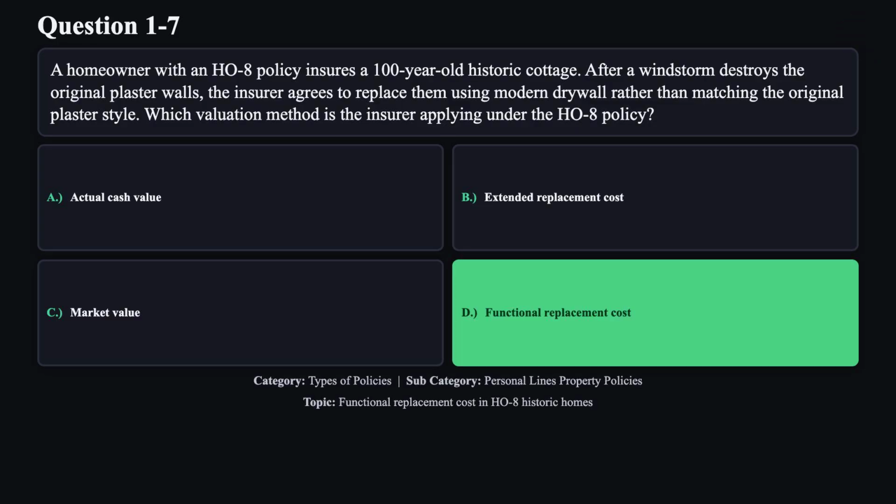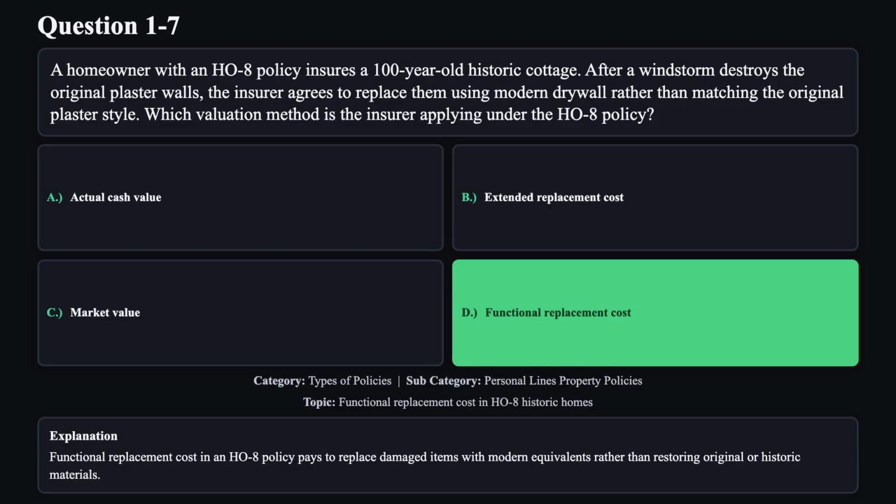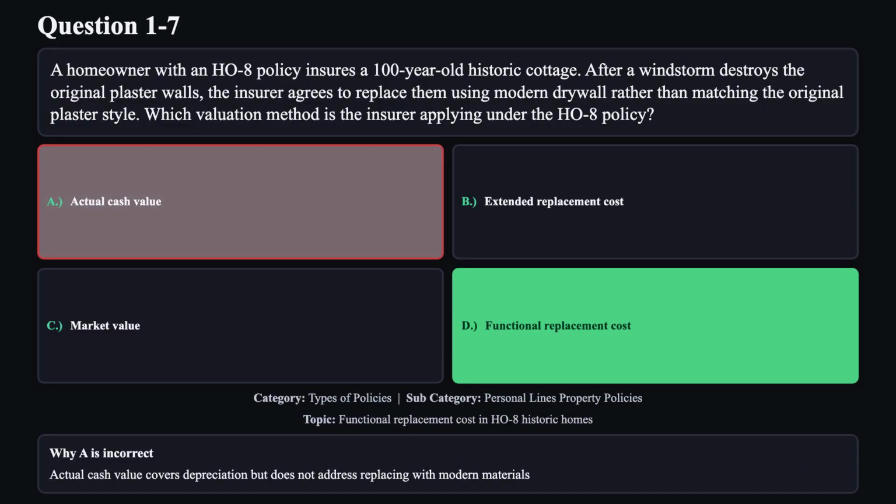The correct answer is D. Functional replacement cost in an HO8 policy pays to replace damaged items with modern equivalents rather than restoring original or historic materials. Reason A is not correct. Actual cash value covers depreciation but does not address replacing with modern materials.